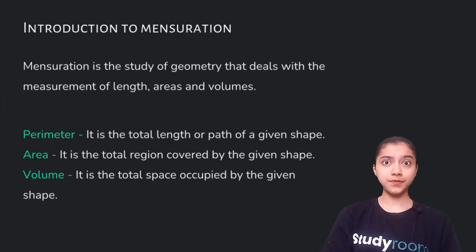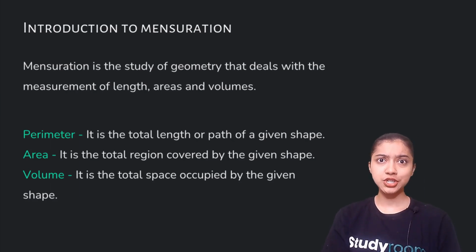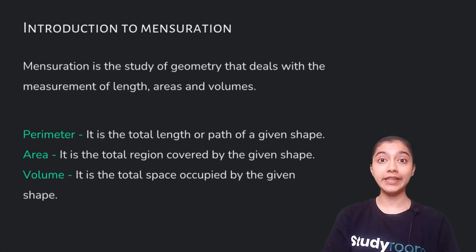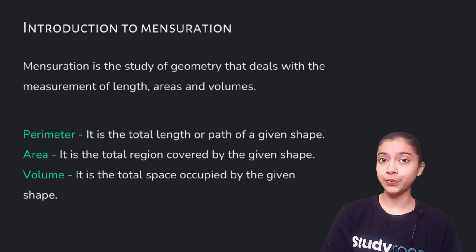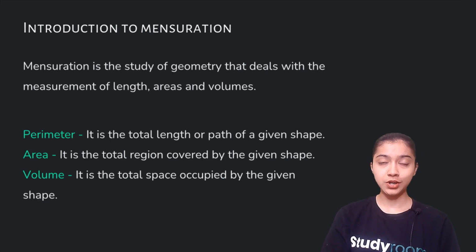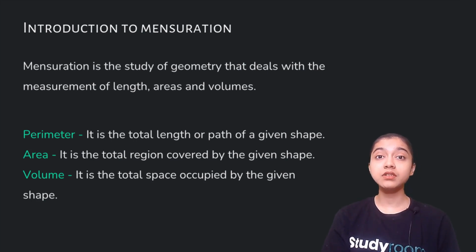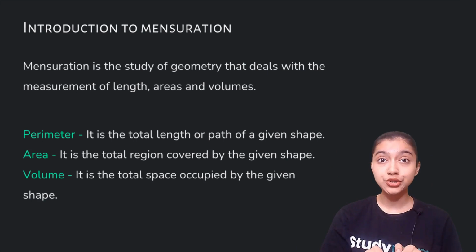So first things first. What actually is mensuration? Mensuration is a branch of geometry that deals with the measurements of length, area and volume. The first thing that we'll be studying in mensuration is perimeter. Perimeter is the total length of the path of a given shape. In simple words, I can say that perimeter is the total length of the boundary of a given shape.